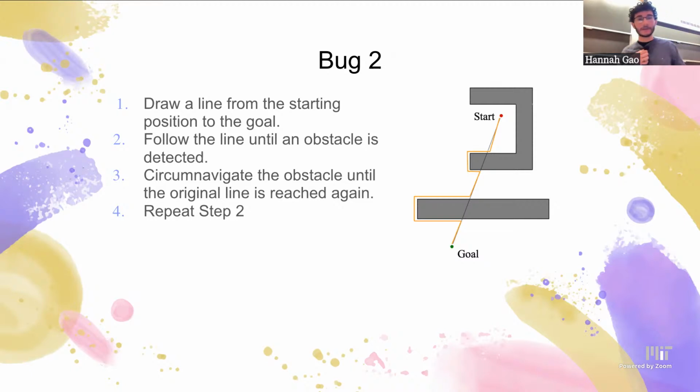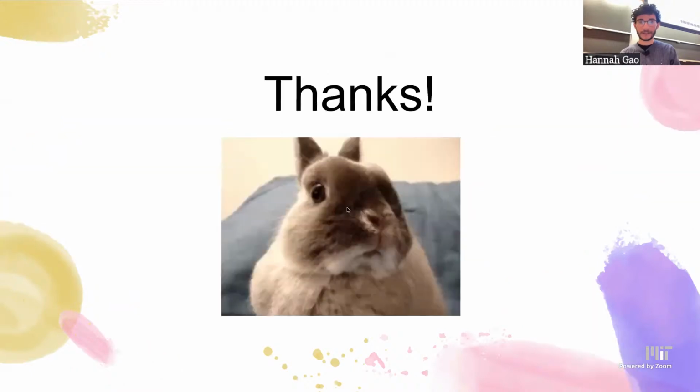Okay, so now we're going to introduce bug 2, which is similar to bug 1, but instead of looping around the object, we're going to draw a line from our target to our goal. And whenever our robot intersects the line, we are going to follow the line to our goal. Right, going to the code.